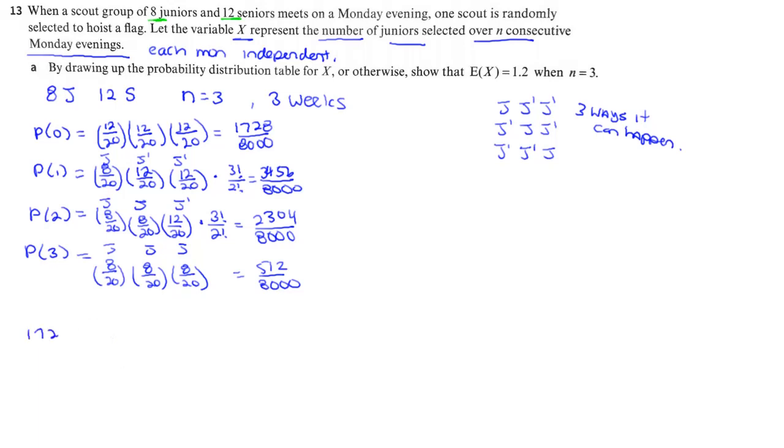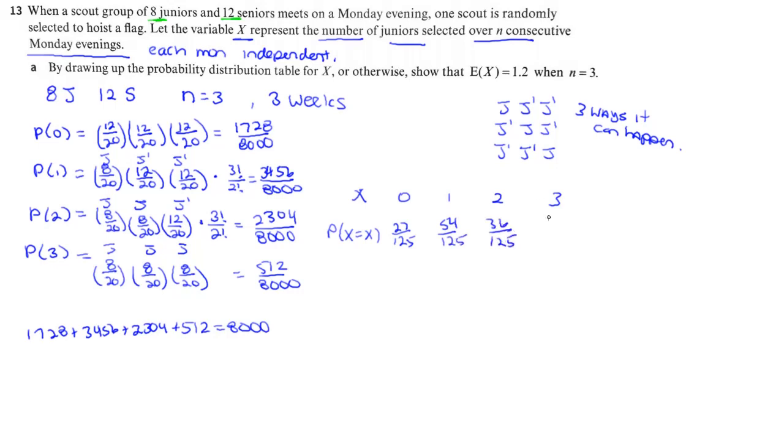Now, all I've got to do is double check and add up my numbers and make sure I should get 8,000 over 8,000, and I do. And so now I can lay out a probability distribution table, and my x's are going to be 0, 1, 2, and 3. And then the probability of each I've just figured out, and I'm going to reduce them in this case because I know I'm going to find the expected value, and it'll be easier if the numbers are smaller. So 27 over 125 and 54 over 125, 36 over 125, and 8 over 125.